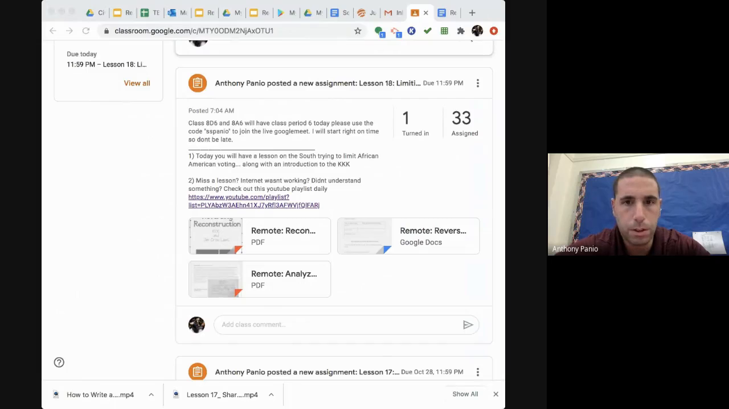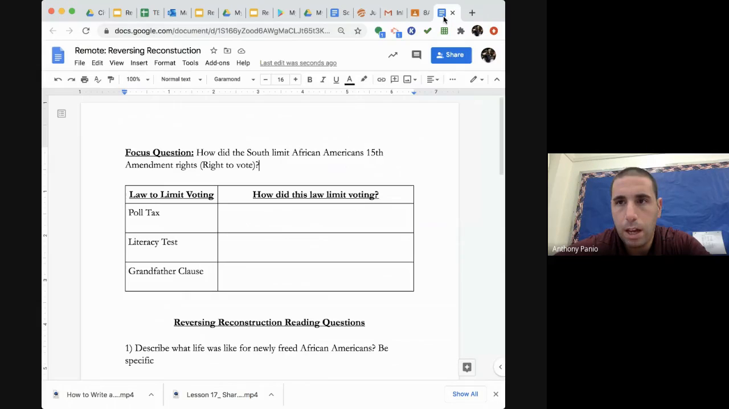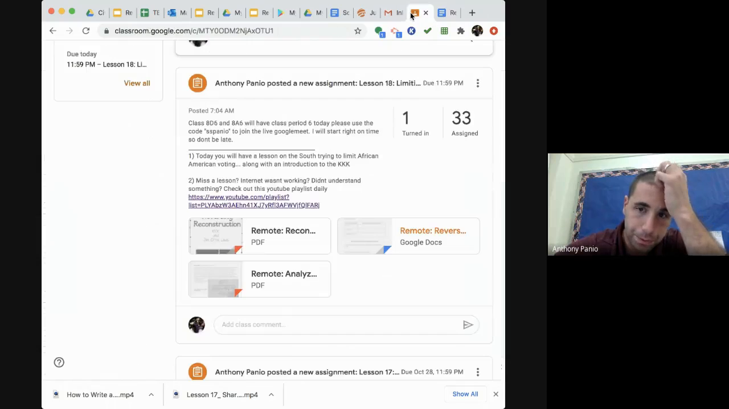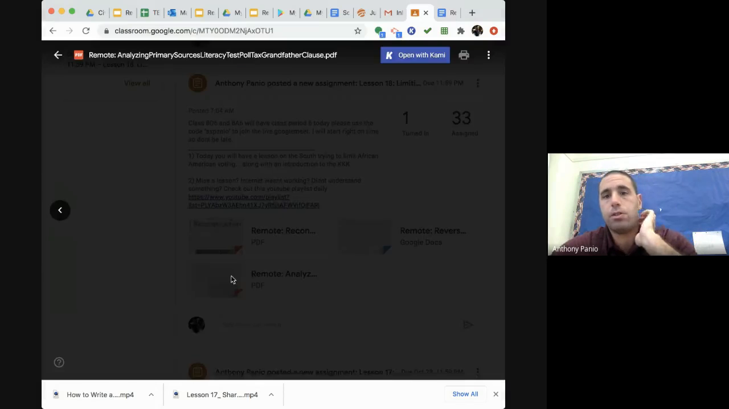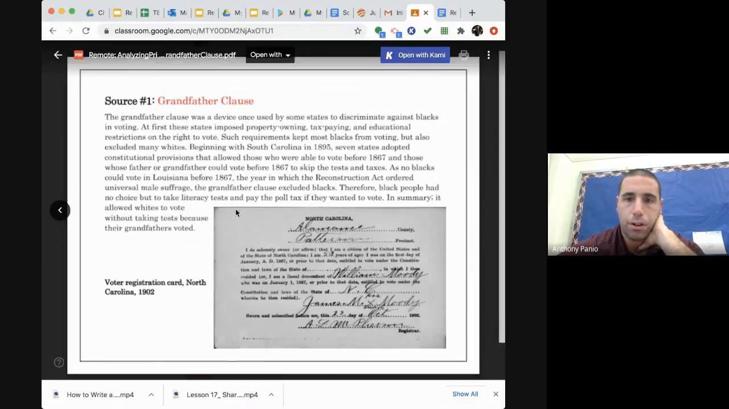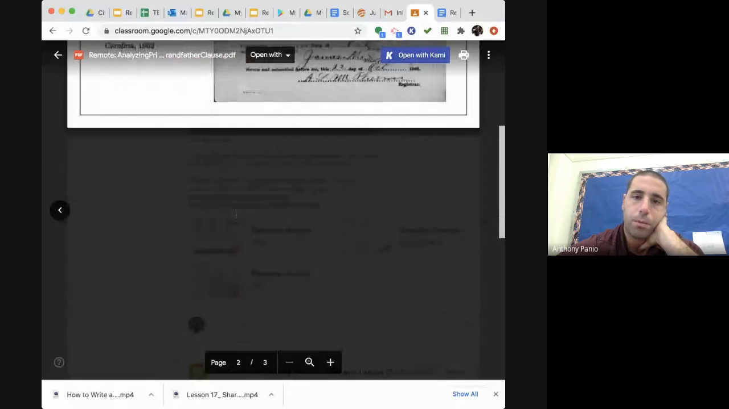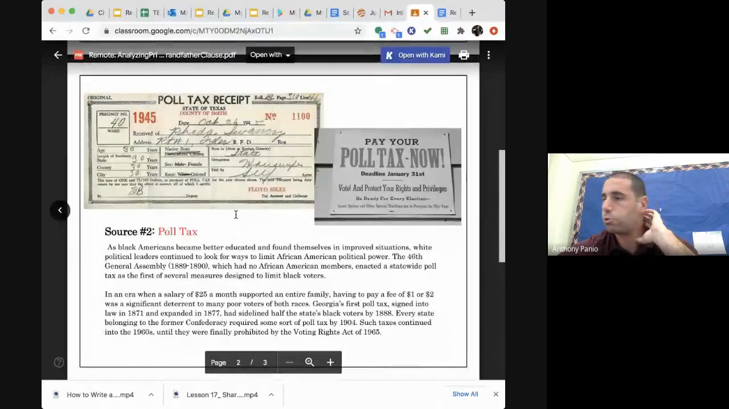All right, so we're working with 2 things to start. Obviously we'll be with all these throughout the assignment, but the first thing is please have open the Google Doc, and then also have open this. This is the readings to help us understand certain things, and we're going to start actually with the poll tax, which is source number 2.